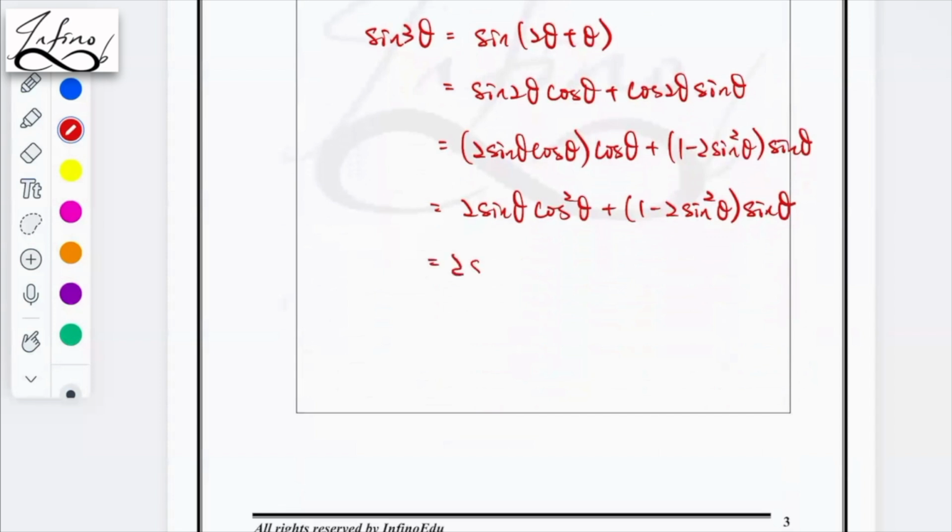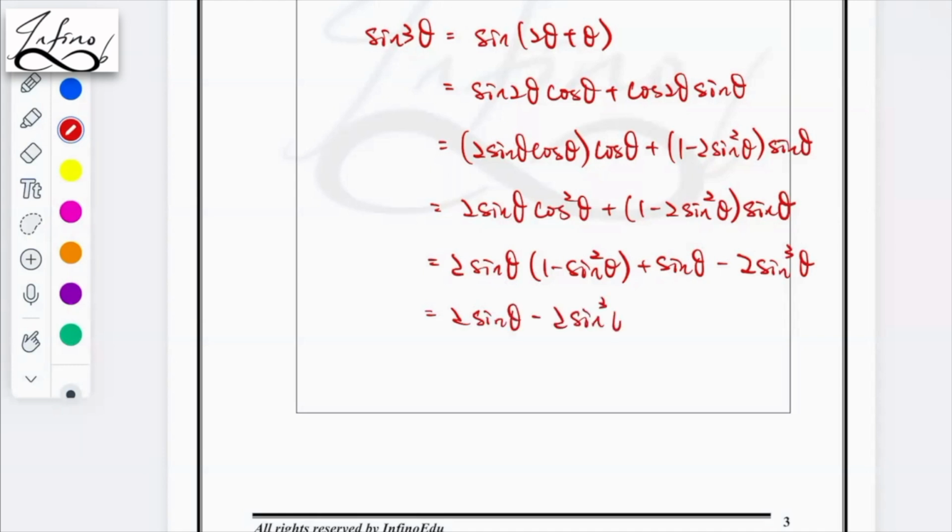Then for 2 sine theta cosine square theta, I change cosine square to 1 minus sine square theta. Then I expand it: 2 sine theta minus 2 sine cube theta, plus sine theta minus 2 sine cube theta. If I combine the like terms, that will be 3 sine theta minus 4 sine cube theta. Done for sine 3 theta.